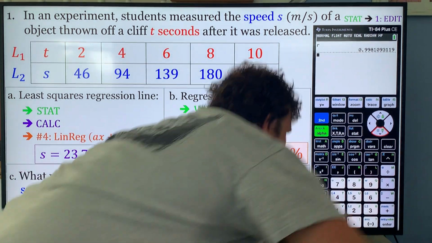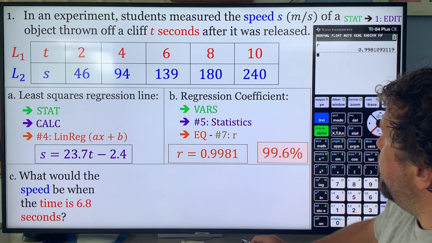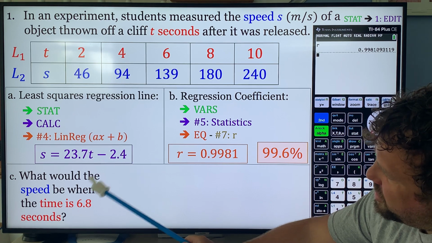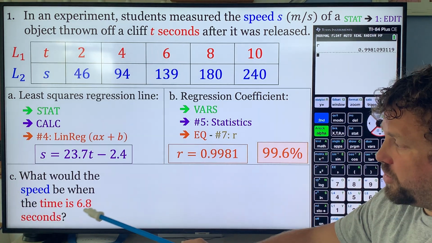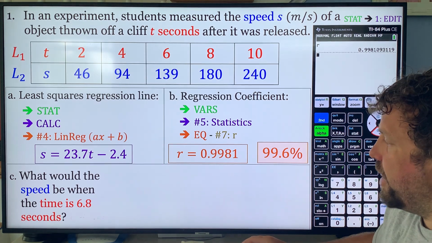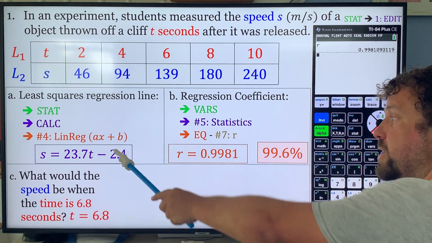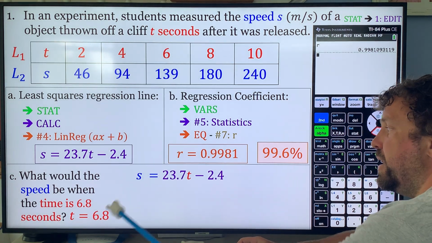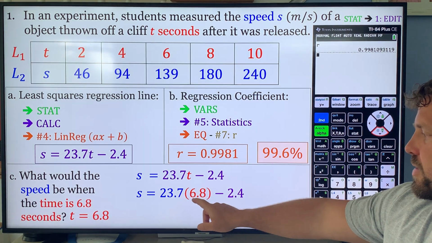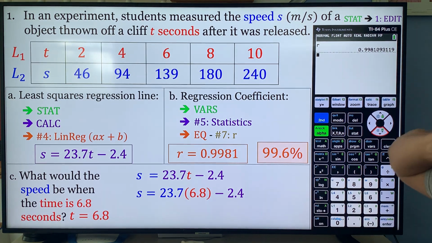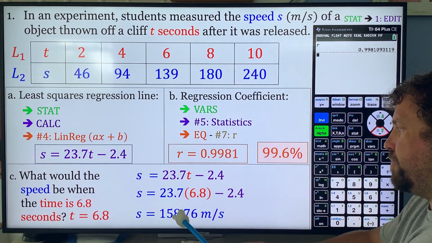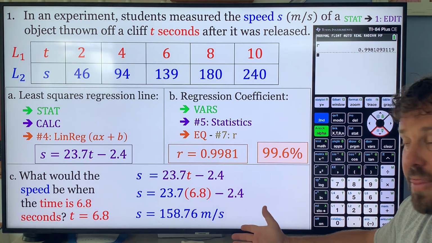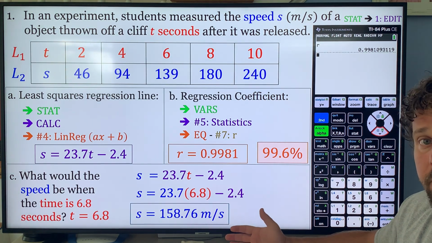Now, what would the speed be when the time is 6.8 seconds? So, we're going to use this equation. What would the speed, s, be when the time is 6.8 seconds? You take 6.8, and that is going to be your t. And all you do is take this equation and plug in 6.8 for t. So 23.7 times 6.8 minus 2.4 gives 158.76 meters per second. And that's it.